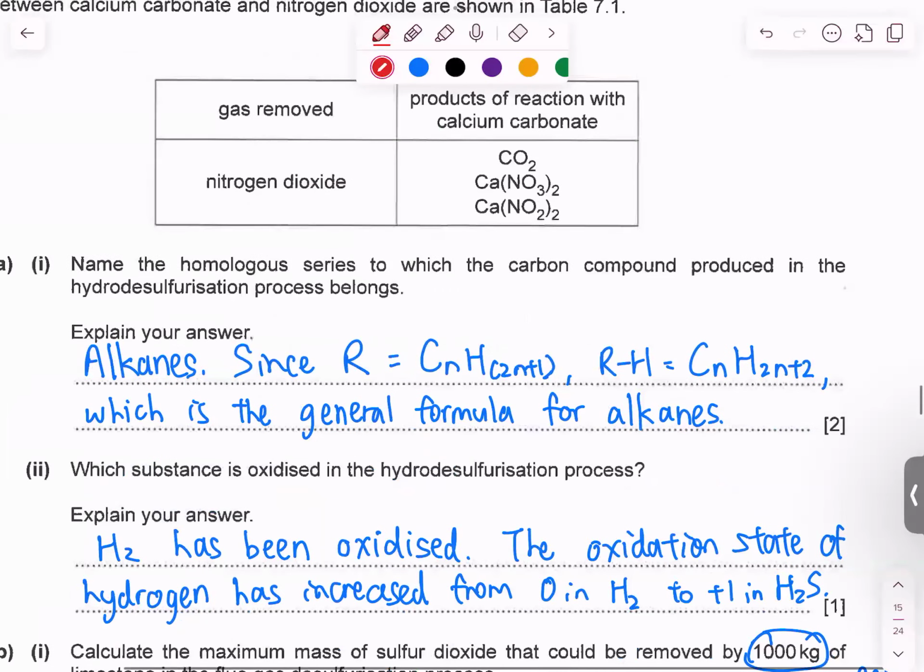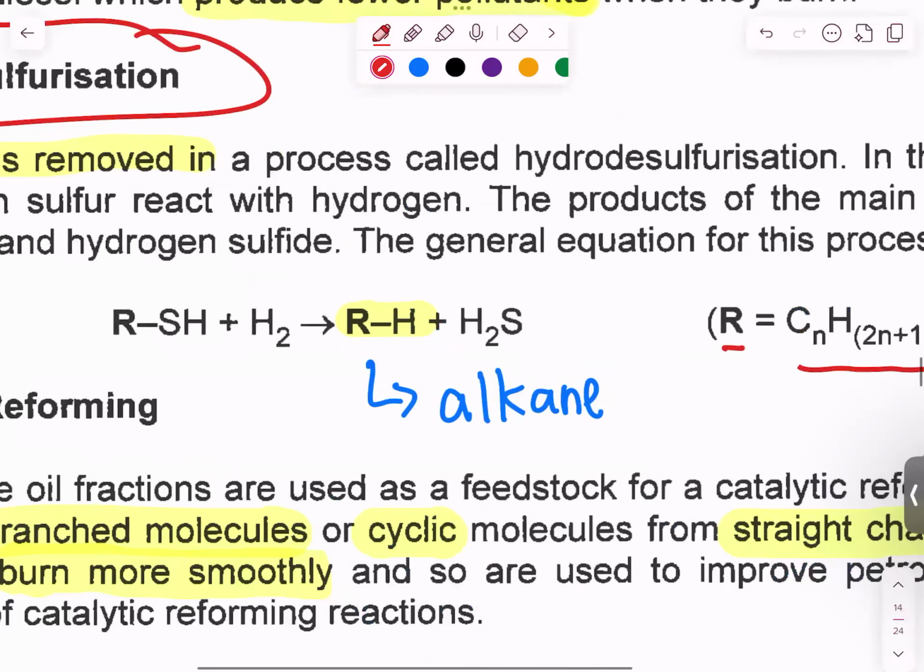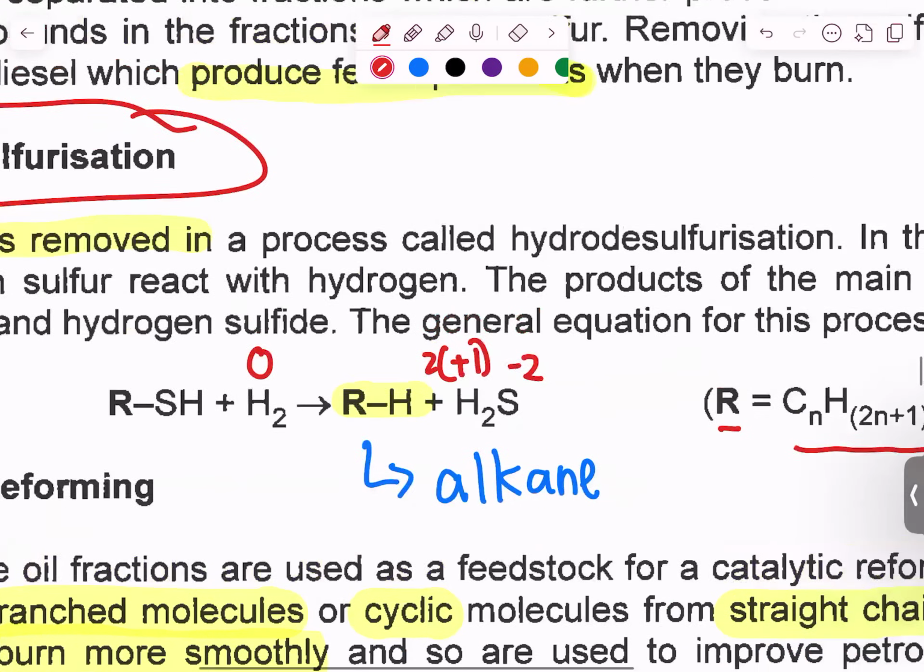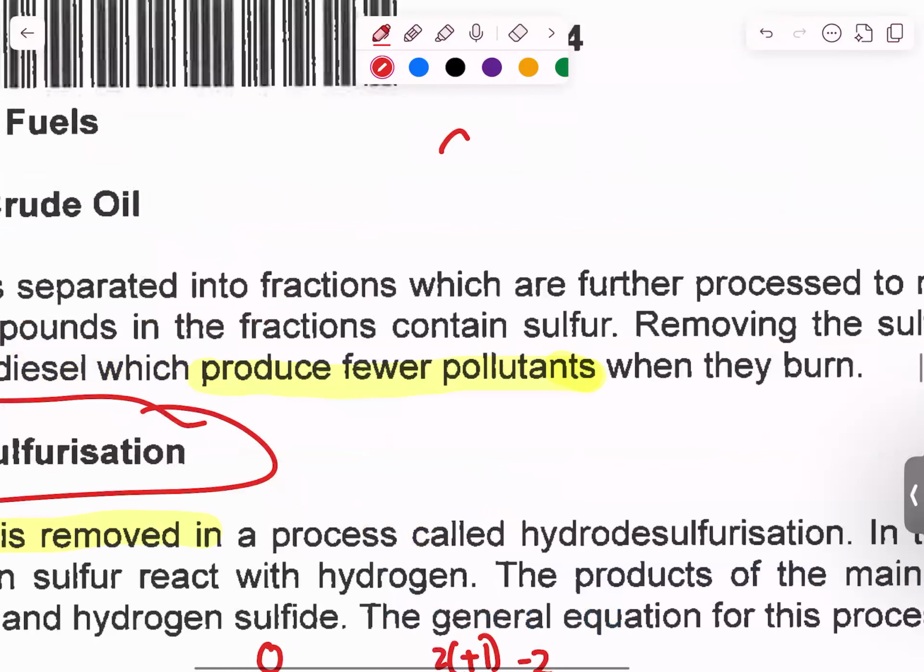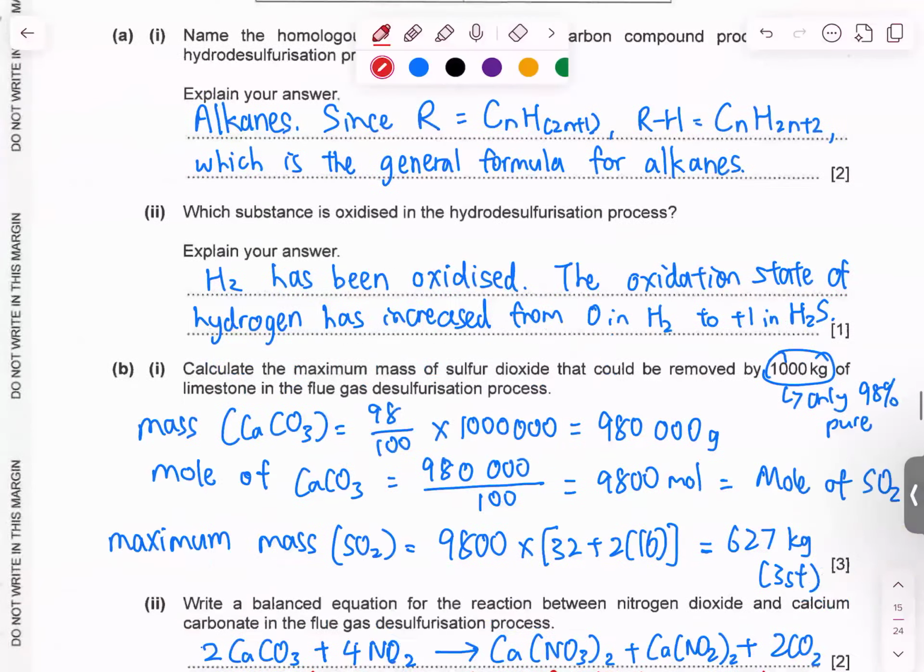Which substance is oxidized in the hydrodesulfurization process? It will be hydrogen, because the oxidation state of H2, anything in the elemental form, is always 0. And then in H2S, S is minus 2, so this H must be plus 1. How do I know S is minus 2? Sulfur and oxygen are from the same group, right? Same group means similar chemical properties. So I just compare to H2O. If the O in H2O must be minus 2, then the S in H2S must also be minus 2. Same group, similar chemical properties. And therefore, the hydrogen must be plus 1. So hydrogen is oxidized from 0 to plus 1. Therefore, it is the one that is oxidized.